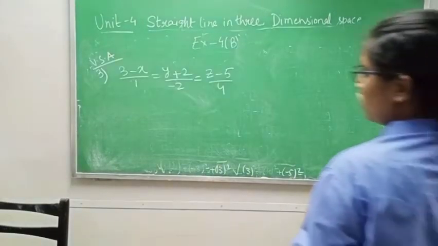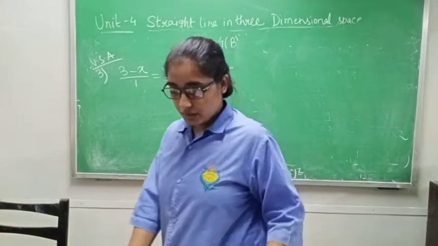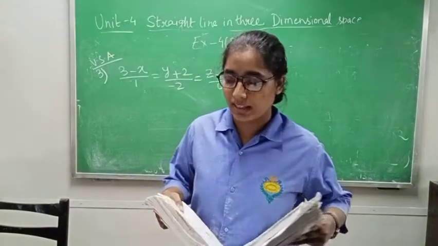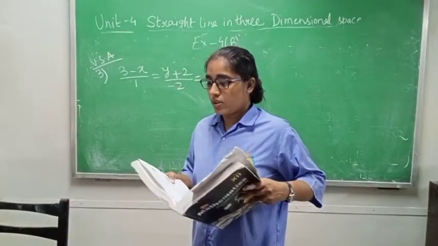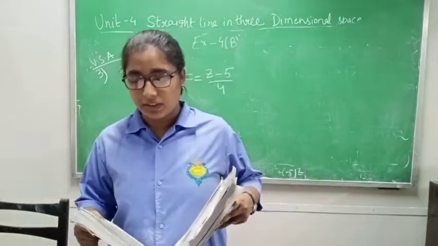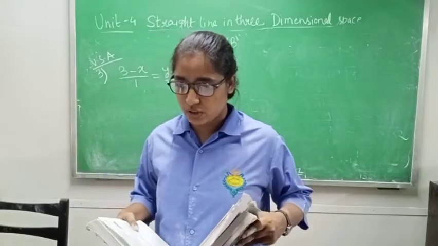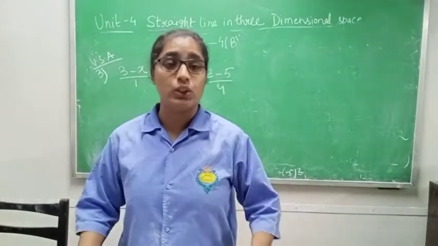Class 12, very short answer type question. Question number 3. The Cartesian equation of a line AB is (3 minus x)/1 equals (y plus 2)/(-2) equals (z minus 5)/4. Find the direction ratios of the line parallel to AB.